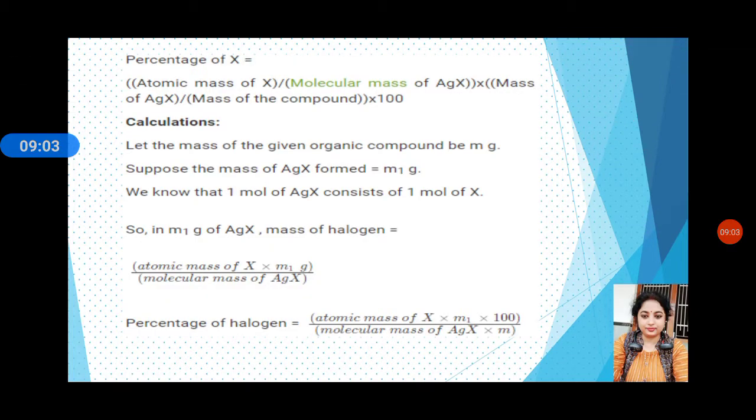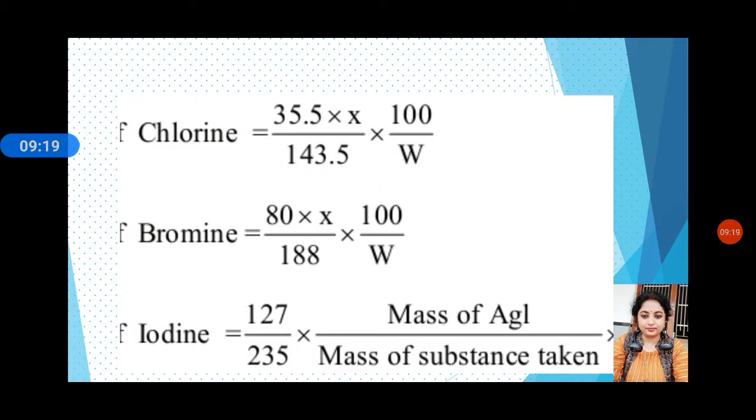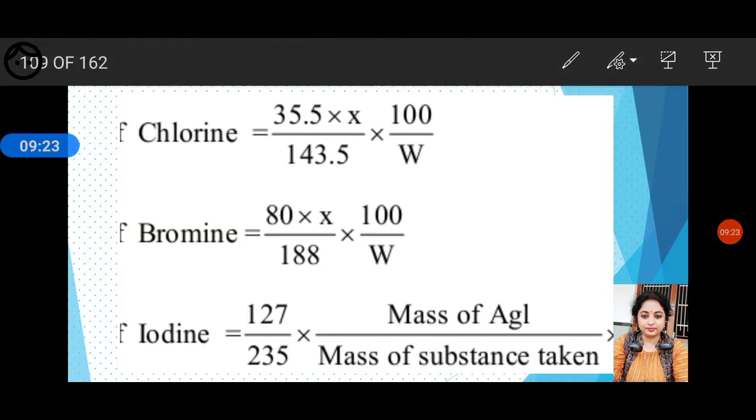We have weighed how much content has been formed. We have to calculate how much organic substance we have taken and how much mass of silver halide has been formed. After that we will go for the calculation of the percentage of chlorine. This will be the formula: 35.5 into X, and this 143.5, X is the weight.